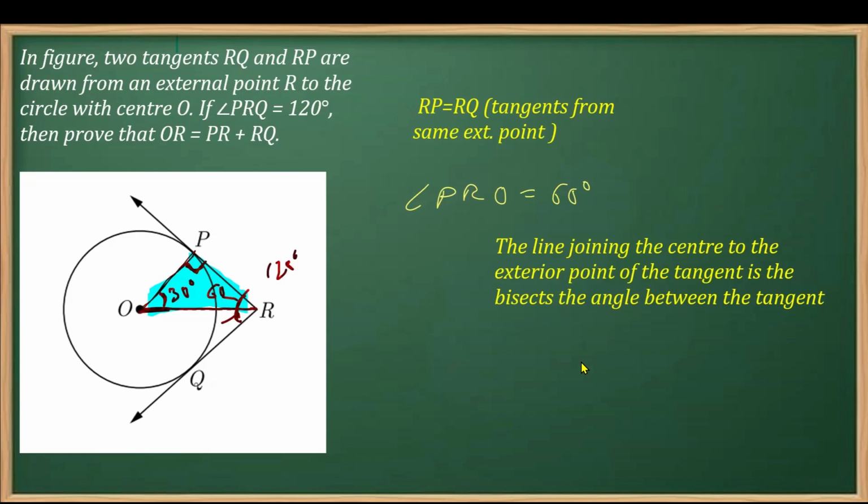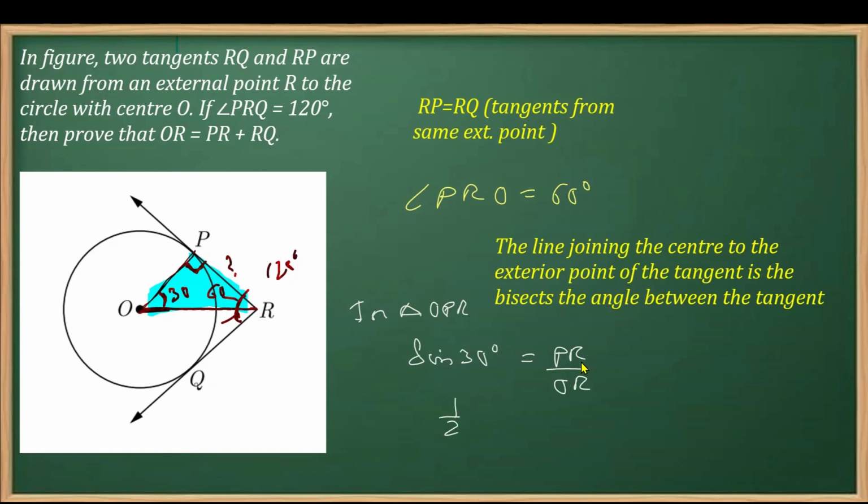Now, once we have got this, we have to obtain the relation of PR with OR. So we are going to apply the trigonometric ratio. As we know this angle and we need the relation between perpendicular and hypotenuse, we'll be applying sine over here. So sine 30, in the triangle OPR, is perpendicular over hypotenuse. Perpendicular is PR and hypotenuse is OR.